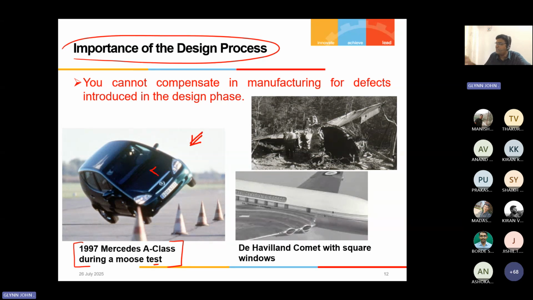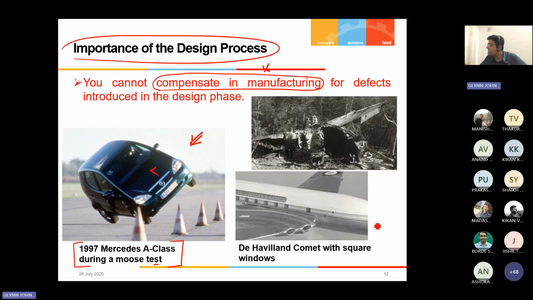So now, can you compensate that in manufacturing? Can you do something in manufacturing to compensate this design error? No, you cannot do it. So if you make a mistake here, nothing can be done. You have to redesign it, you have to revise it. You cannot compensate in manufacturing, right?